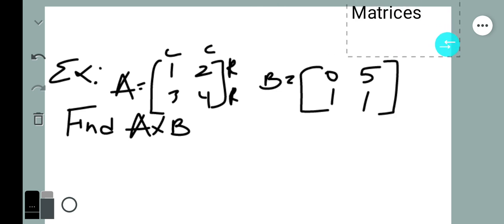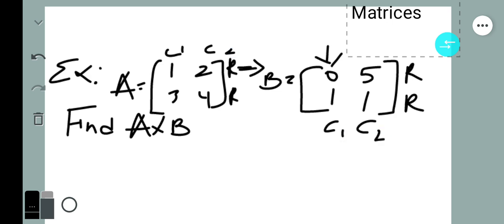Now, row multiplies column. A row in A will multiply a column in B. Also, a row in A will still multiply the other column: column 1, column 2, and so on.